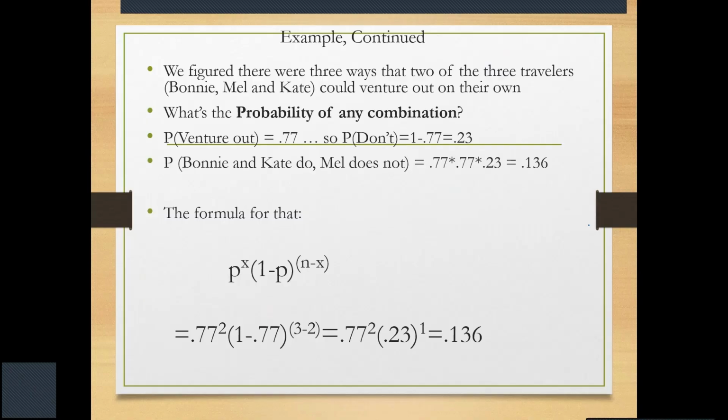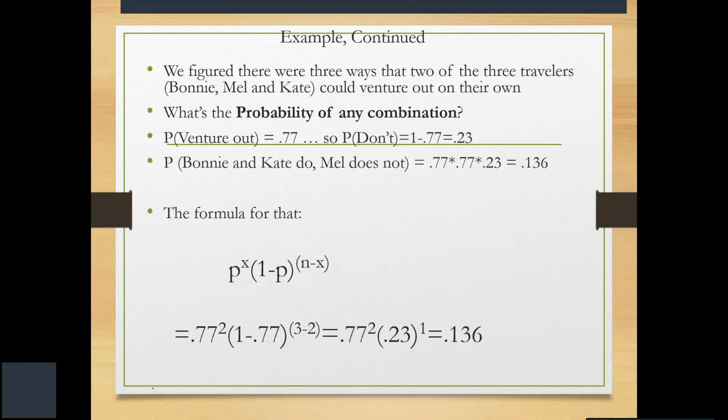The success probability is 77%, 0.77. So the failure probability is 1 minus that, which is 0.23. And so if Bonnie and Kate do venture out and Mel does not, that's 0.77 for Bonnie times 0.77 for Kate times 0.23 for Mel, and that is 0.136, okay?